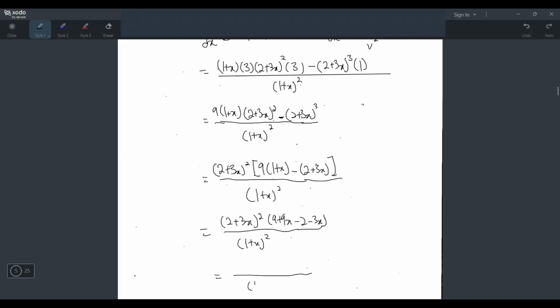It will be 1 plus x squared at the bottom. And we have to do this big bracket one. So 9x minus 3x is 6x. 9 minus 2 is positive 7, right? 9 minus 2 is 7. And then here will be 2 plus 3x power 2.